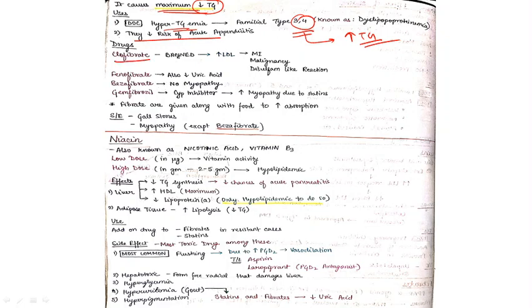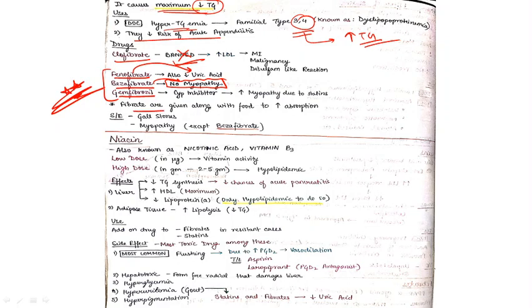Now there are drugs coming under this. So the first drug is clofibrate, but this is banned nowadays. We use fenofibrate, bezafibrate, and gemfibrozil. These drugs are important. Fenofibrate also decreases uric acid, and bezafibrate has no risk of myopathy.